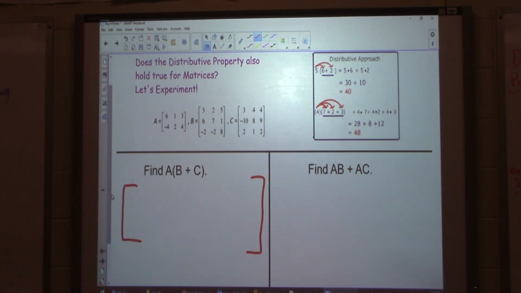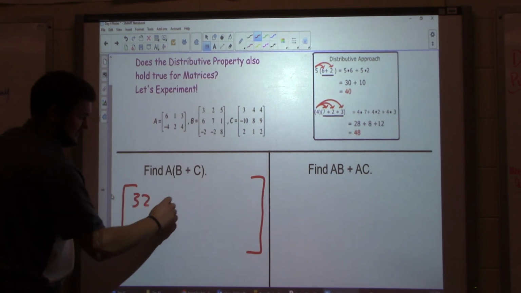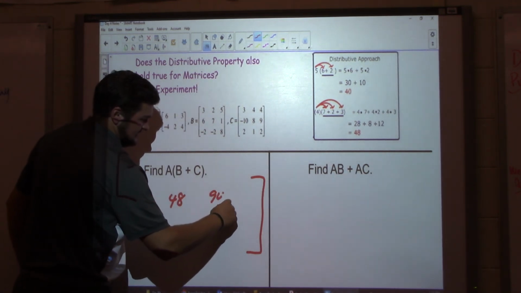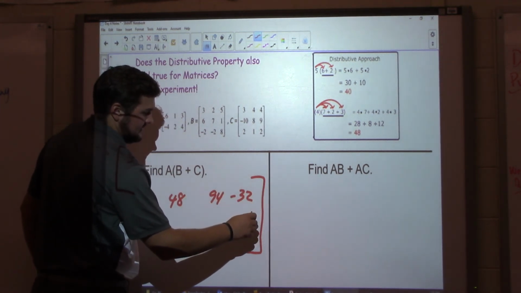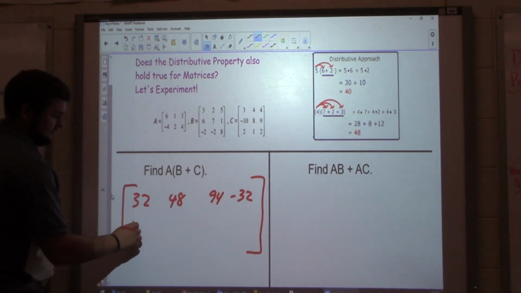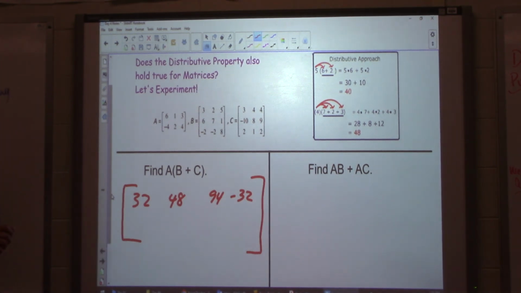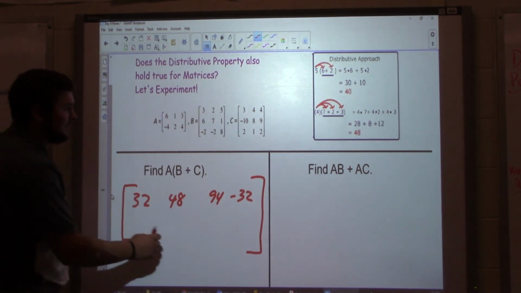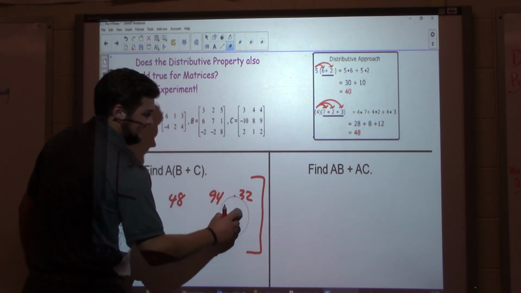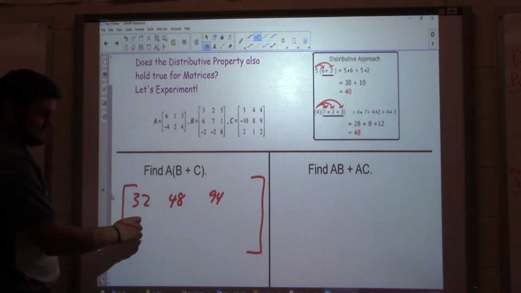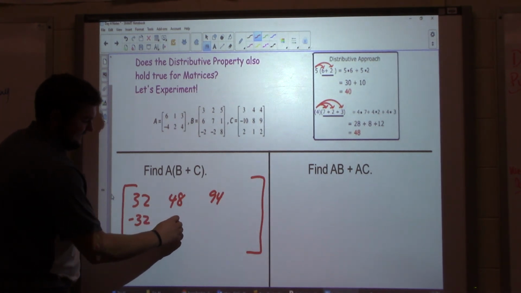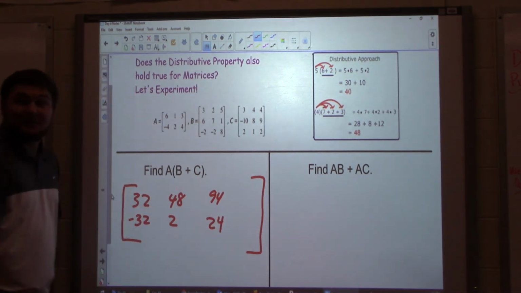Told you we have to. Alright, what do we get for this first one? Someone just tell me. Did I actually get it wrong? Hold on, she's got it. 48, 94, negative 32. I still got it wrong. 2, negative 32. Okay, 2, 24. Wait, you're missing something. It's a 2 by 4? By 3. I thought it was 2 by 3. Okay, so down here is negative 32, 2, and then 24. Alright. Whew. That was difficult.